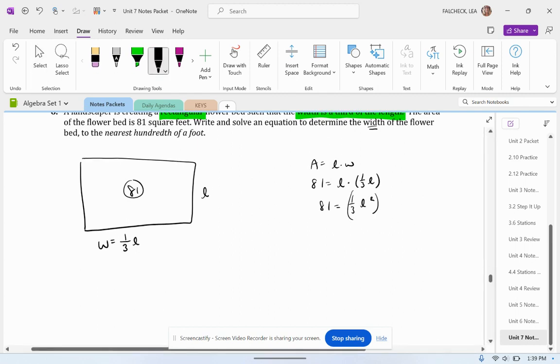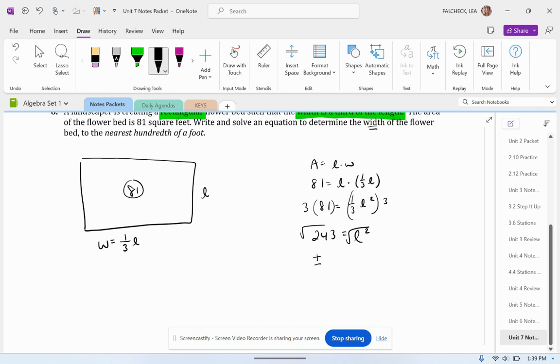I would end up multiplying both sides by 3, and I would get 243 is equal to L squared. I would square root both sides. When you take a square root, you put a plus or minus. So I end up getting plus or minus 15.59 is equal to L. So I have a positive or a negative version that I can choose from. I have 15.59, positive or negative 15.59.